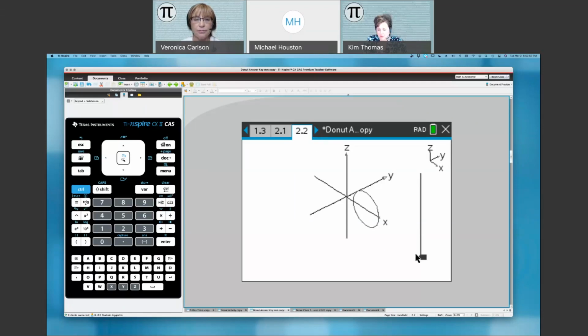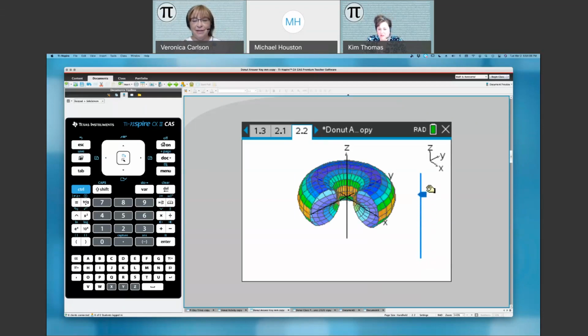But what's nice about the sliders is, if I grab the slider, now I'm doing that revolution about the axis to get that solid. My calculus kids have done volume, and they've seen me do this, but when they get this in their hands, they're like, oh, that's super, super cool. And maybe it's super cool because they have donuts in front of them.